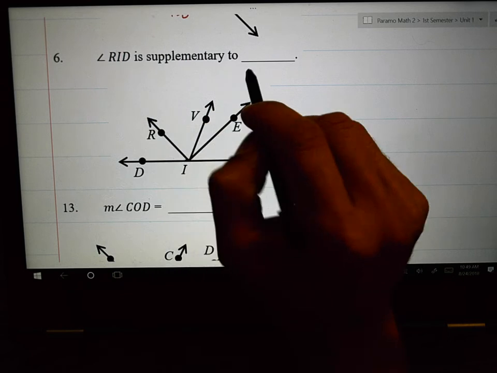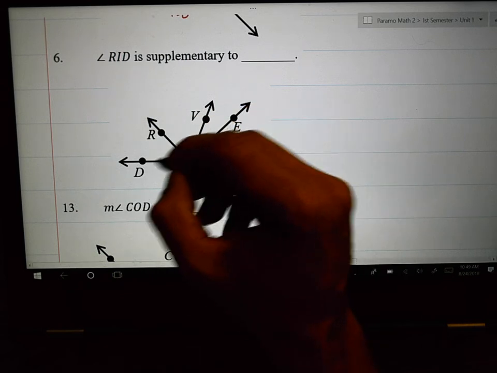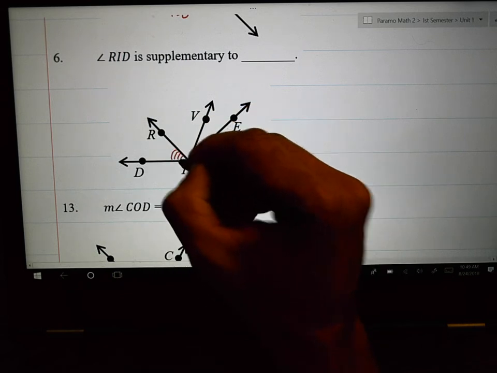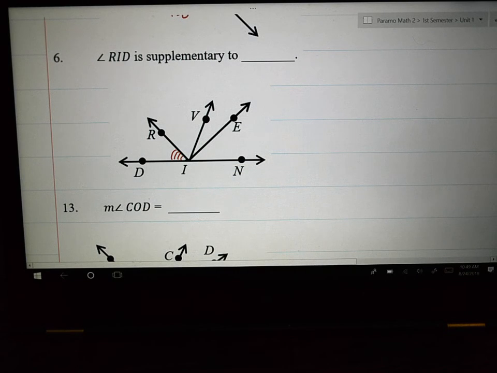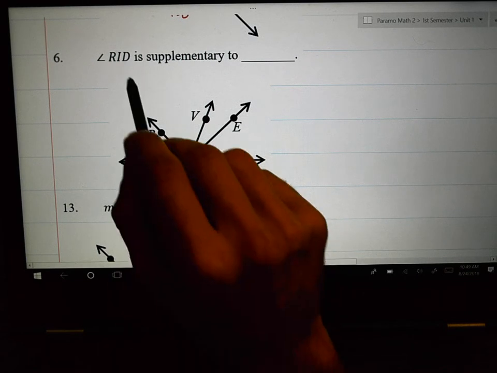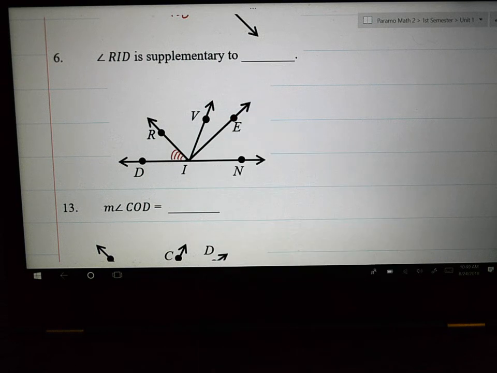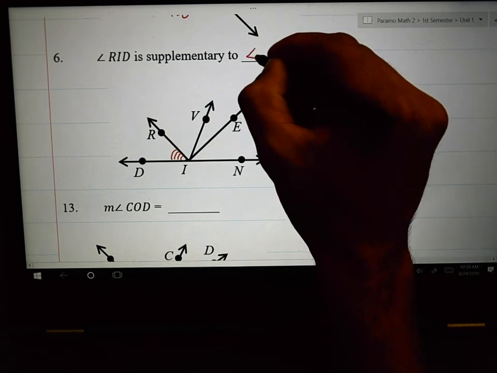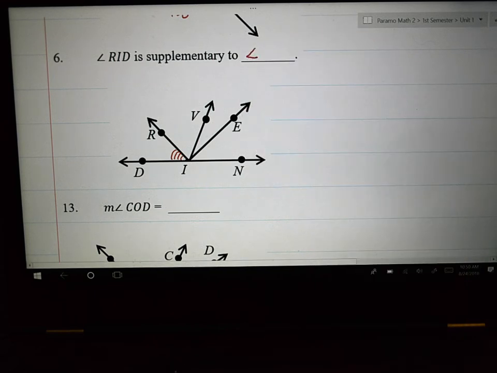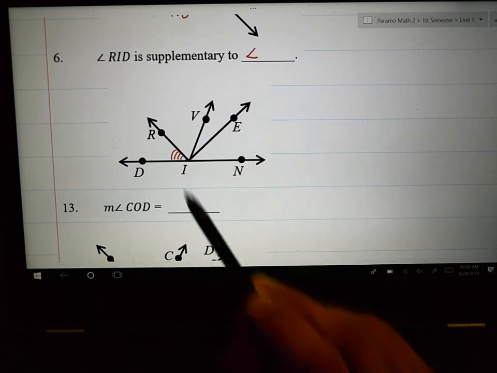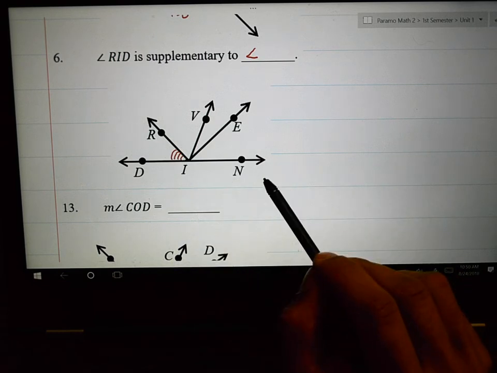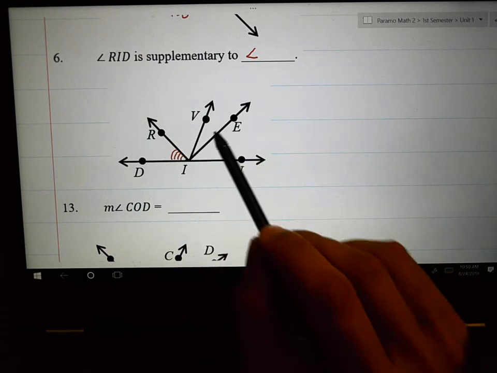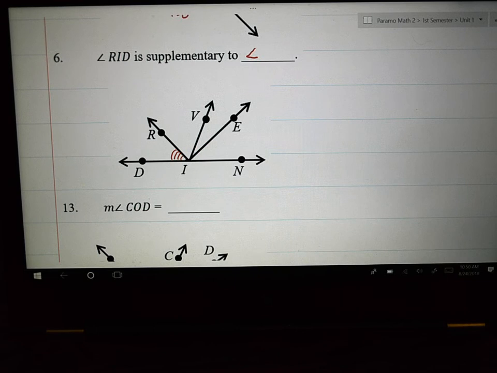Angle RID is supplementary to, here's R, then I, then D. We're talking about this angle right there that I've highlighted in red with 4 arcs. RID is supplementary to, meaning it adds to a straight line. It's a linear pair with which angle, and we should use 3 letters. We need to use the angle symbol, and we need 3 letters that add up to the straight line. We have to have a side, then a vertex, then a side, otherwise it'll be incorrect.